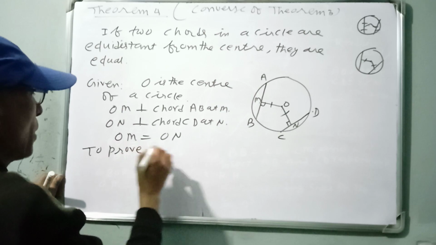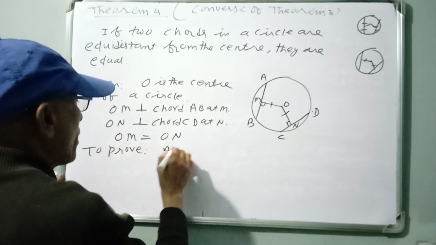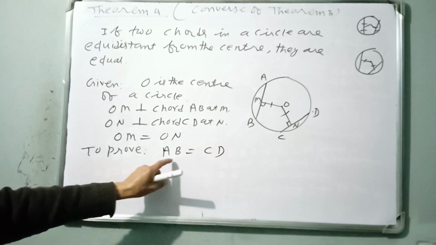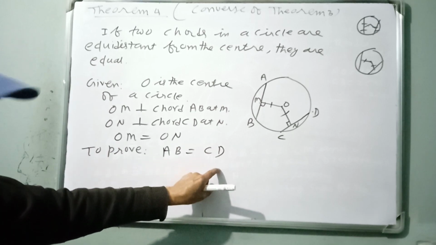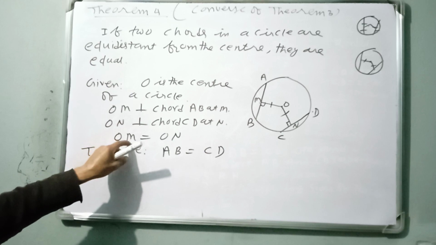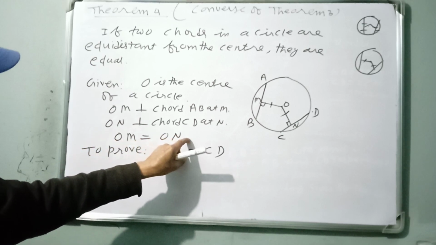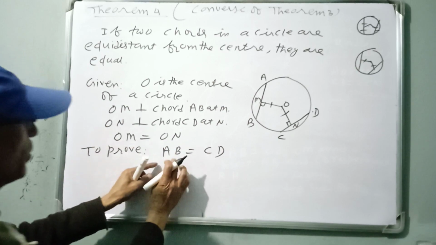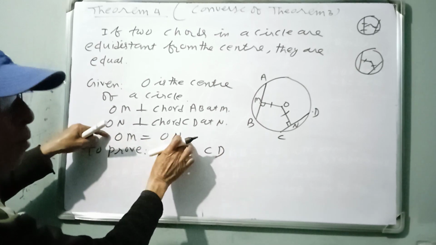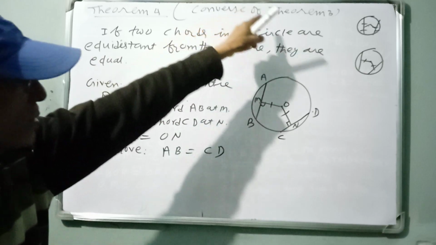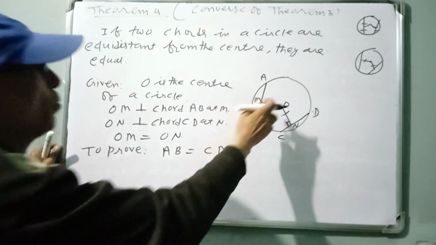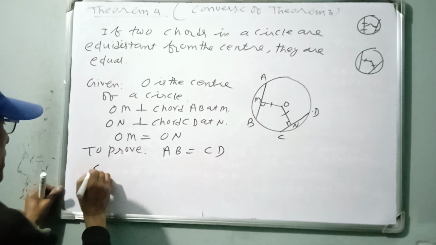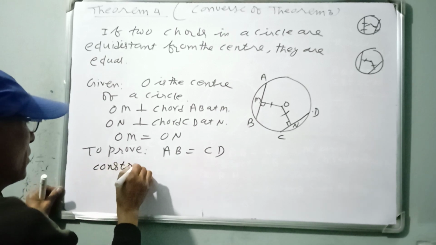In theorem 4, to prove is chord AB equal chord CD. In theorem 3, given is AB equal CD, chords are equal. To prove OM equal ON. But converse is, given OM equal ON, to prove AB equal CD. What is the construction?